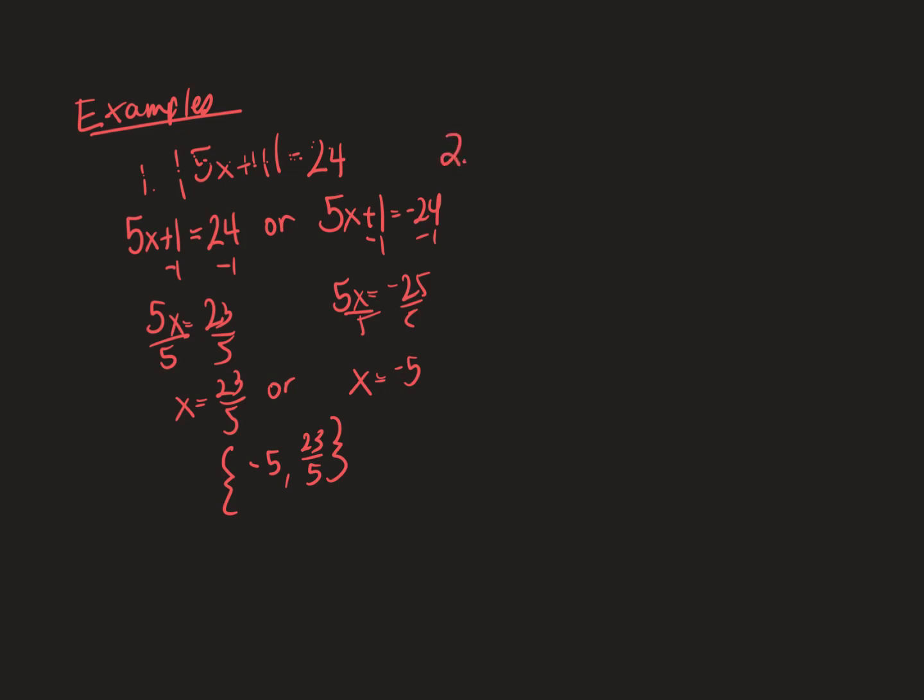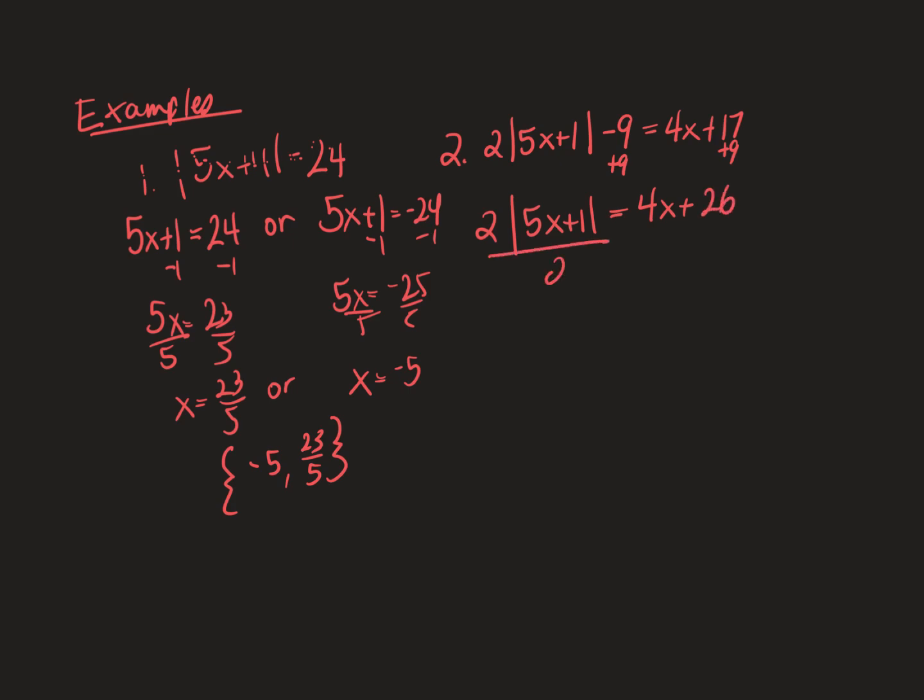Number 2, 2 times the absolute value of 5x plus 1 minus 9 equals 4x plus 17. First thing I'm going to do is add 9 because I need that absolute value to be alone. 2 times the absolute value of 5x plus 1 is equal to 4x plus 26. Next, I'm going to divide by that 2 that's on the outside because I cannot have that number out there. So the absolute value of 5x plus 1 is going to equal 2x plus 13.